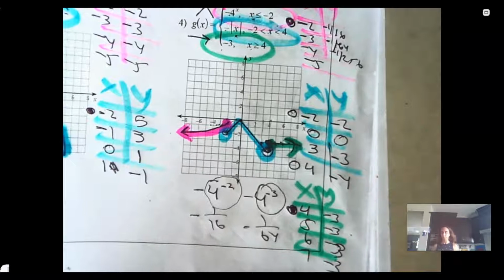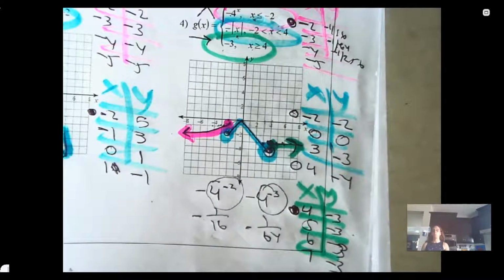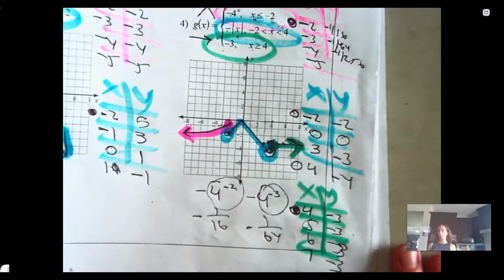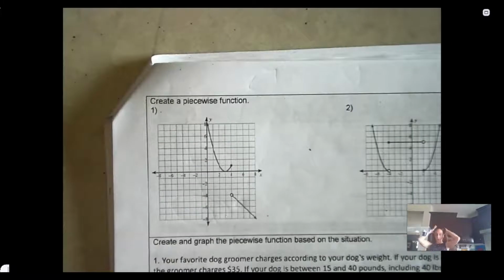There. Okay? If you YouTube this, there's different ways that it is taught. This is the most simplistic for me. Make a table, pick it. Okay? Creating a piecewise function. This is going to take a little bit longer, so I'm going to do this one on the next video.